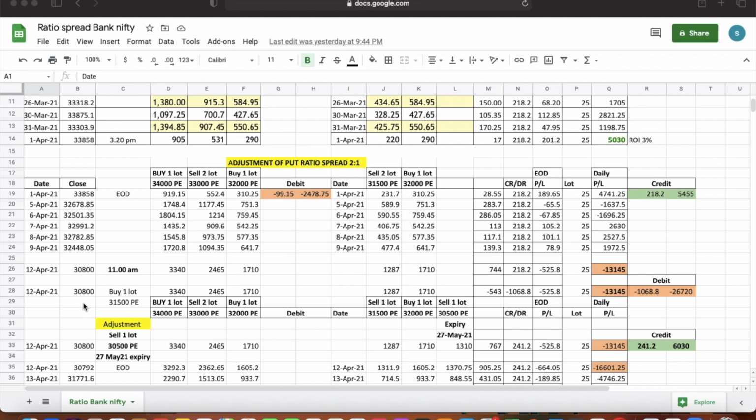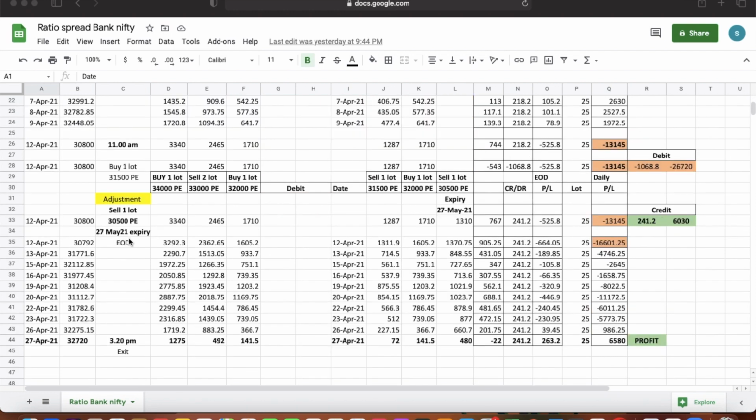So the adjustment here will be on 12th April 2021. Bank Nifty was trading around 30,800, which is our break-even point. We buy back our short put 31,500 put option at rupees 1287. With this, our net debit is now minus 1068.8, and simultaneously on 12th April 2021 we go to next expiry 27 May 2021 and sell another one new lot of 30,500 put option at 1310. With this adjustment, without using any extra margin, our net credit is now 241.20. Our original credit was 218.20. Now we have increased the credit to 241.20 or rupees 6030.